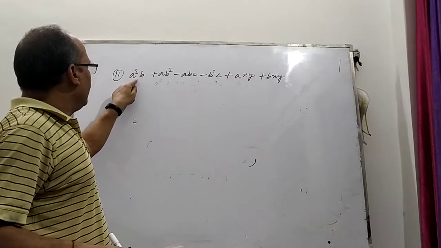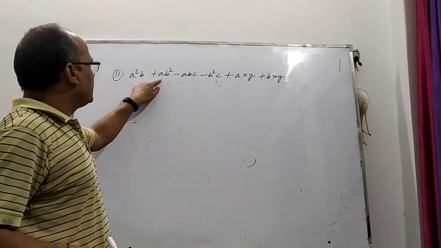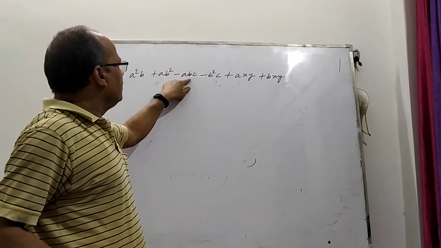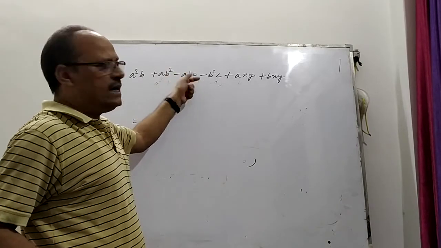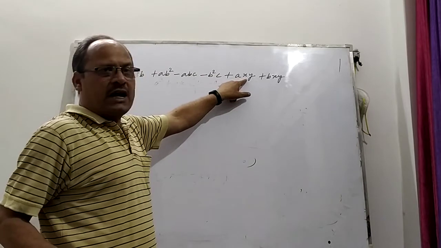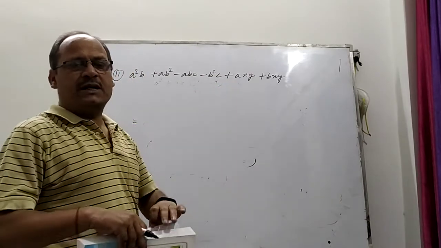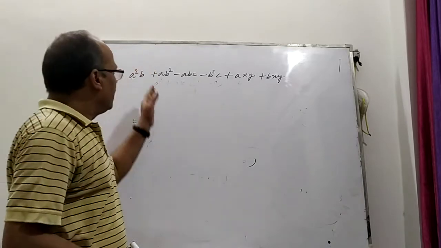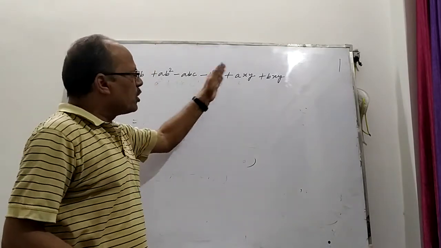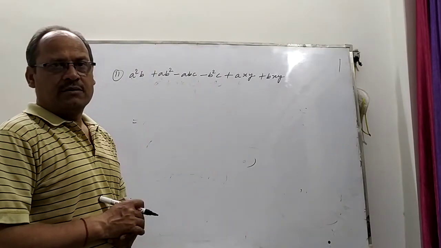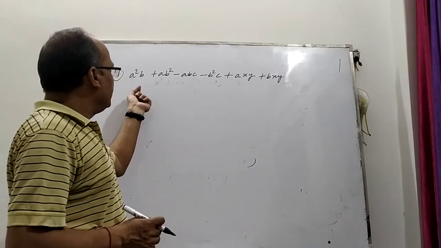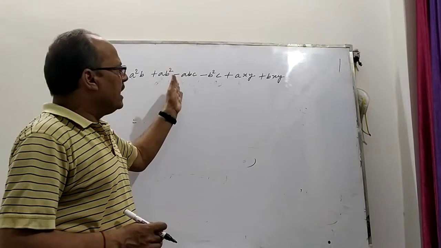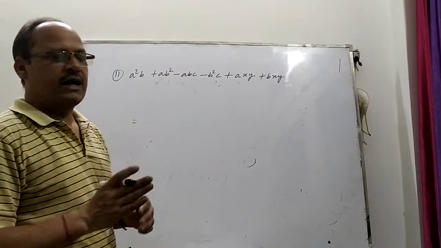If you take ab common, (a + b). Here, if you take bc common, −bc(a + b). Here you take xy common, (a + b). It means it is arranged in the proper way. If the same terms are not occurring in each term, then you will change the order also.